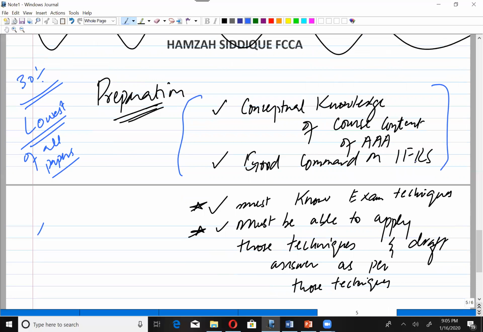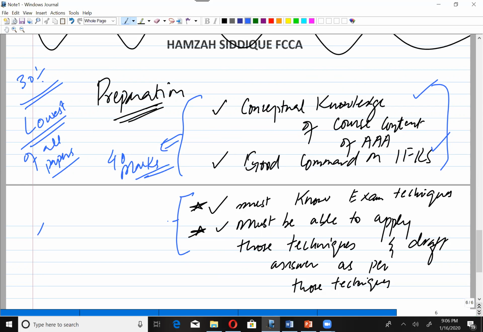Actually, students, prepare this well and then you are prepared for 40 marks. And this other area, if you prepare it, is a 60% contribution to success.